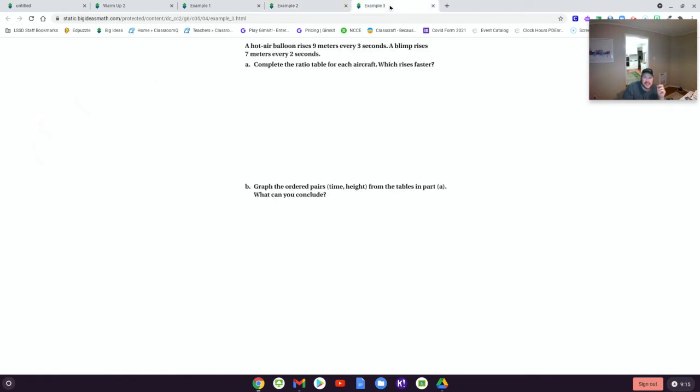And then this last example we have here is actually two problems. So we have a hot air balloon that rises 9 meters every 3 seconds. And we have a blimp that rises 7 meters every 2 seconds. So I want you right now to take a second to make a table for the hot air balloon and make a second different table for the blimp.